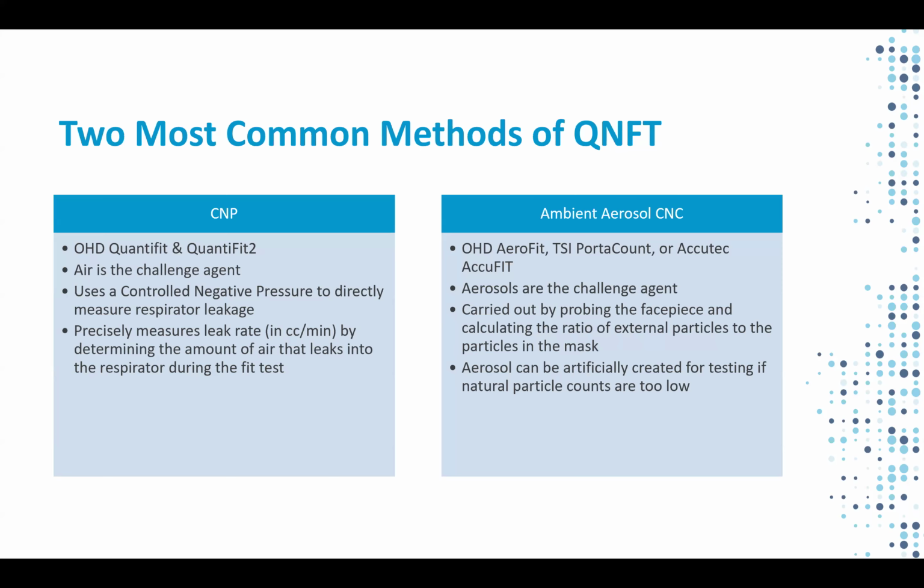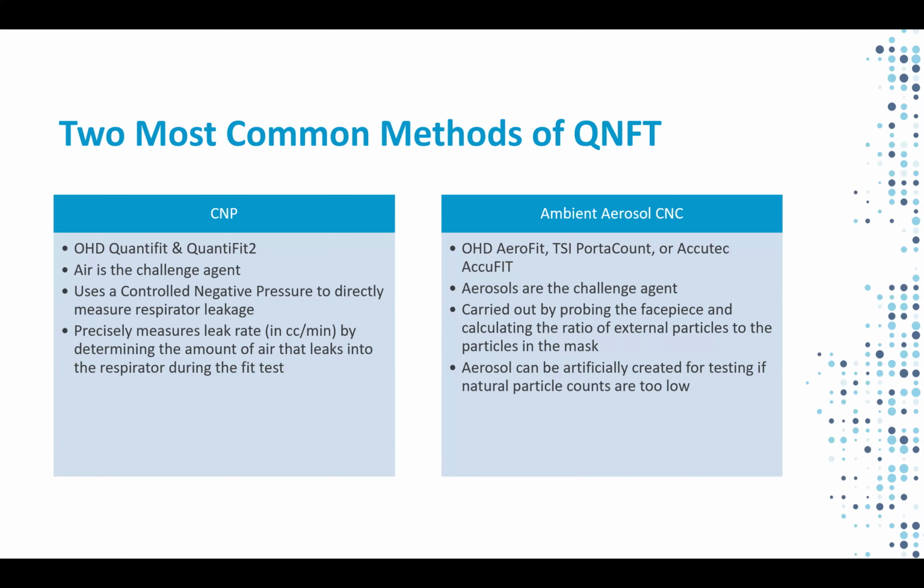So CNP, that's going to be controlled negative pressure. It's going to use air as the challenge agent, and it's going to be directly measuring leak rate, because once it sets that controlled negative pressure, any air it has to remove to maintain that is equivalent to whatever amount of air is leaking into the respirator.